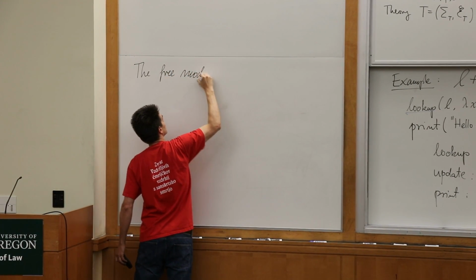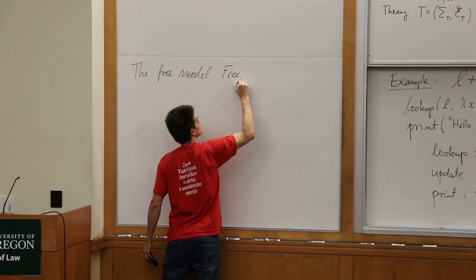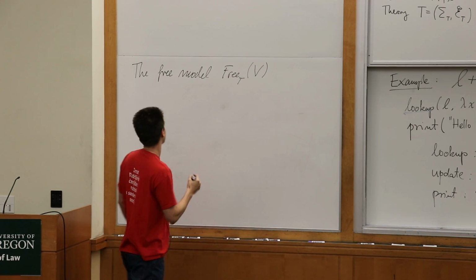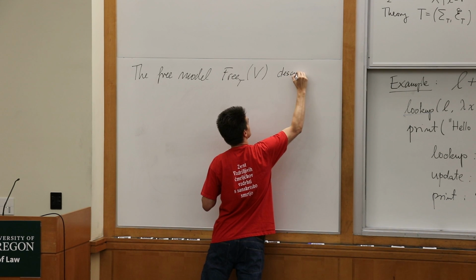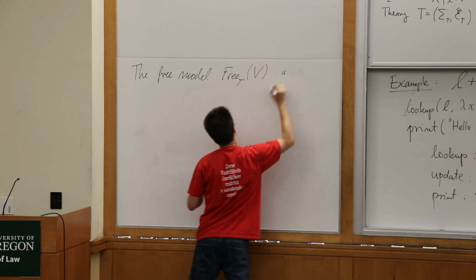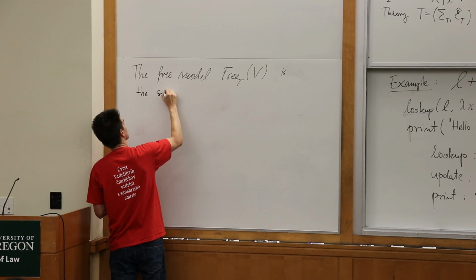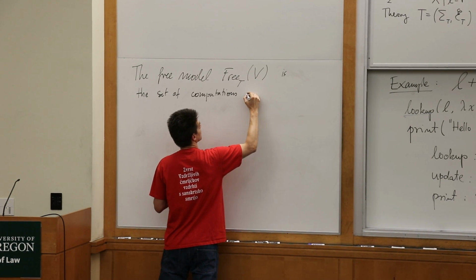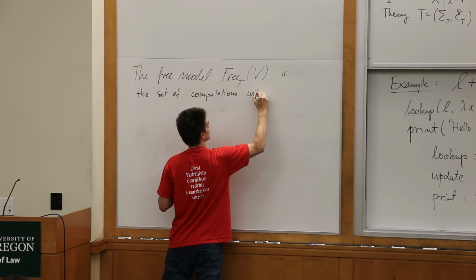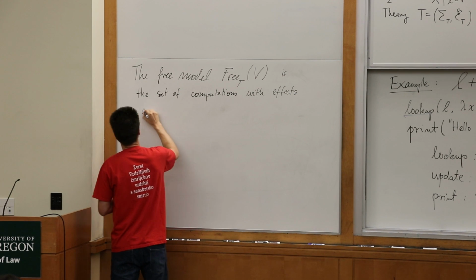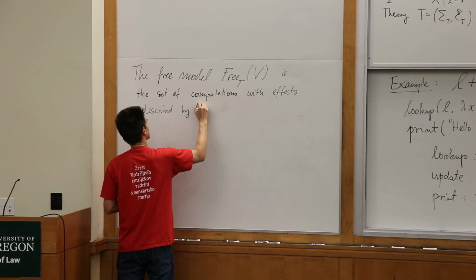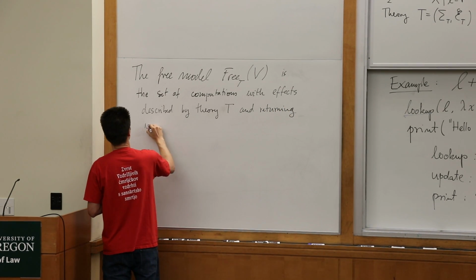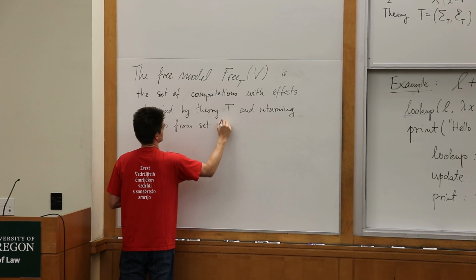The free model free T, and let me call it V here now instead of X so that people don't think these are variables, is actually the one, let's see, the free model is for us the set of computations with effects described by theory T and returning values from set V.